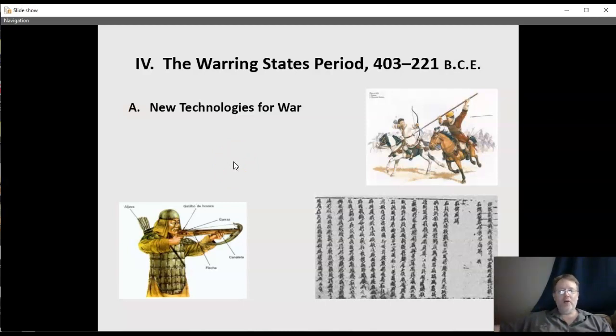By 403, though, new military technologies really changed the nature of warfare, really allowing war to escalate out of control, and allowing those that had the proper technologies to more easily dominate their neighbors. Ultimately, we see war on a scale in China that we've never seen anywhere else in the world. As a matter of fact, it will be long periods of time. It will be centuries before we see warfare on this scale again.